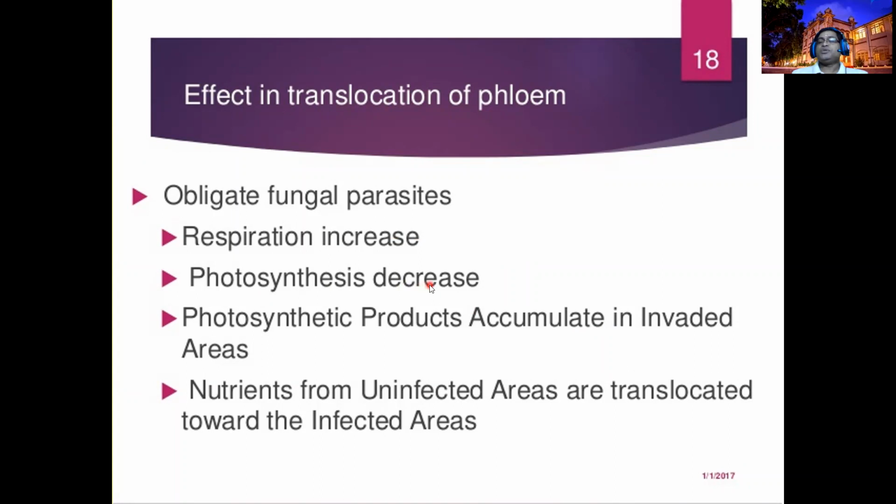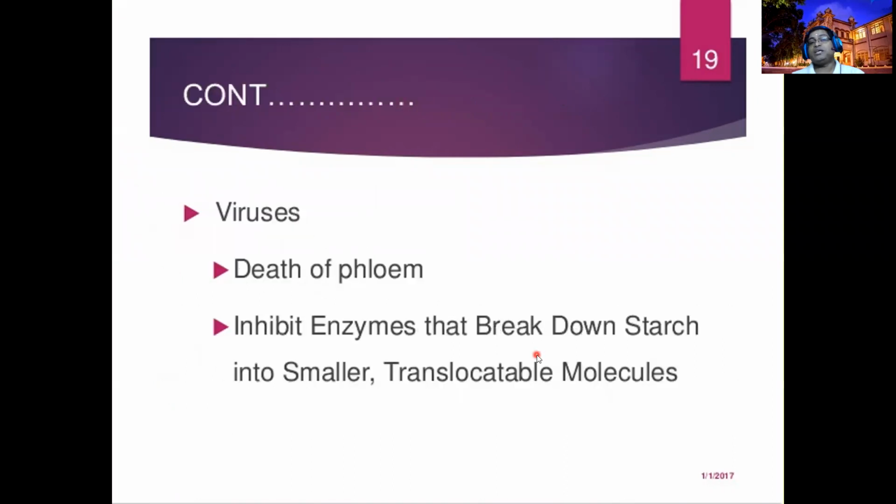Photosynthesis decreases. Why? Because the stored synthesized material remains there in the leaf. Then the plant will tell the leaf not to do photosynthesis, since the material is already there. So that is a problem. So many physiological problems can happen due to this pathogen attack.